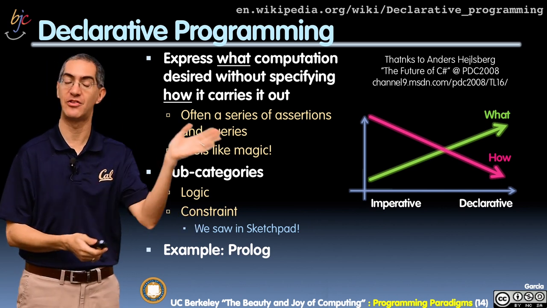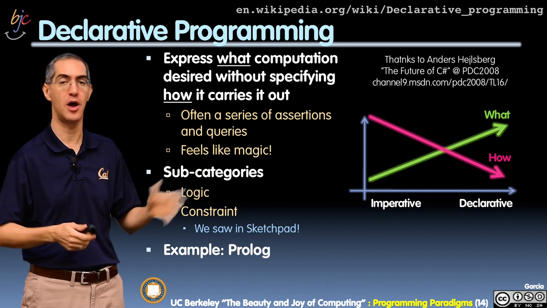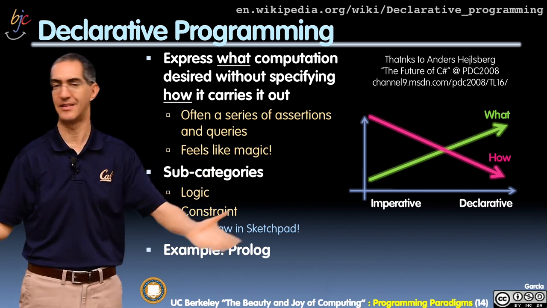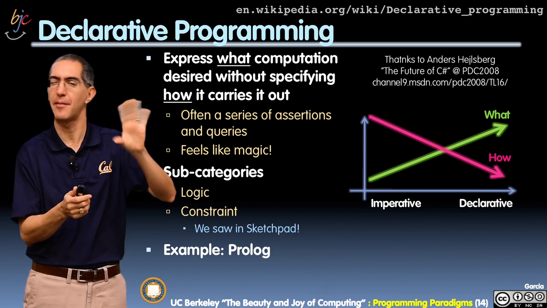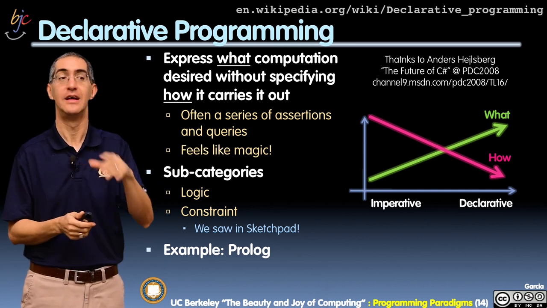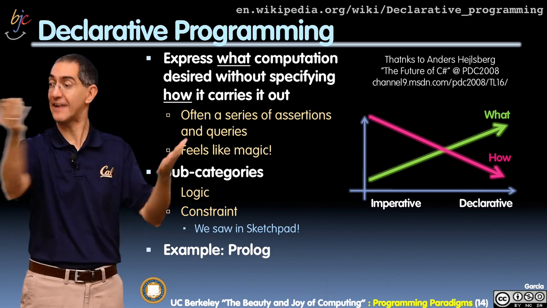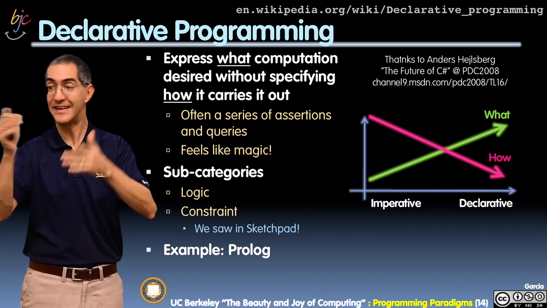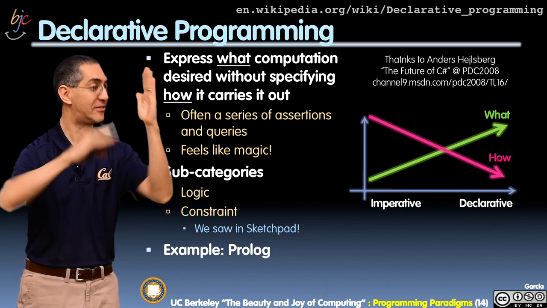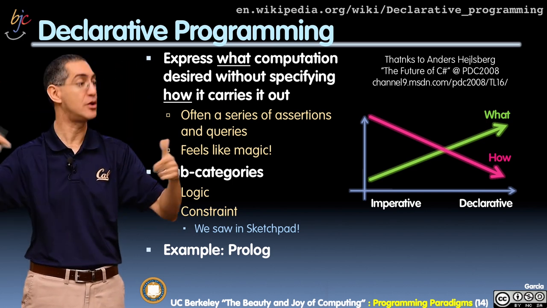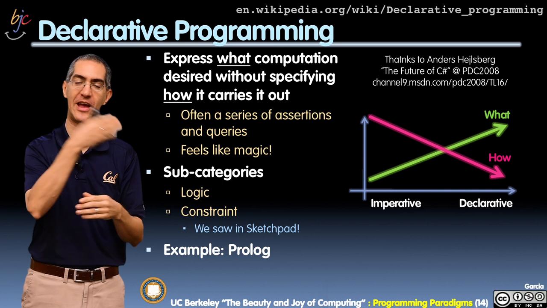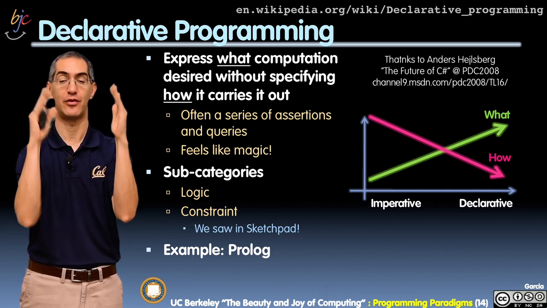So here's another great example. Oh, by the way, the language that we're going to see as an example, that is Prolog. We won't see that, but that's if you ever see this in the wild. Prolog is the language people often use for declarative programming. And there are subcategories of logic and constraint. Constraint was what we saw in Sketchpad, right? It didn't say move this thing to make them right angle. It just says, here are some constraints, and it does it automatically. See, you were already seeing an example in the Sketchpad video of a constraint-based system.